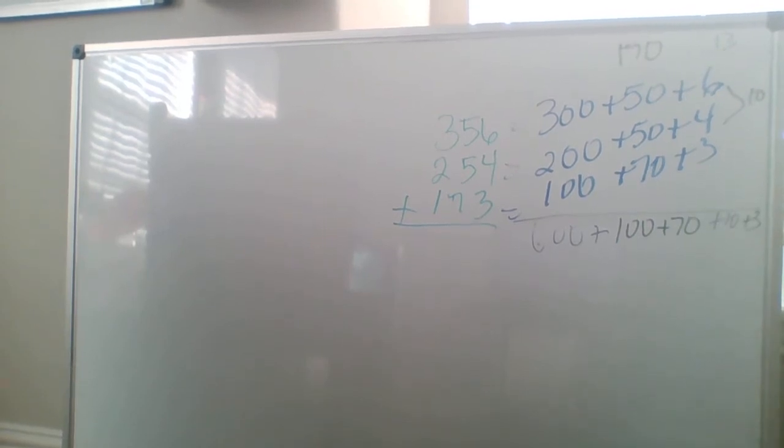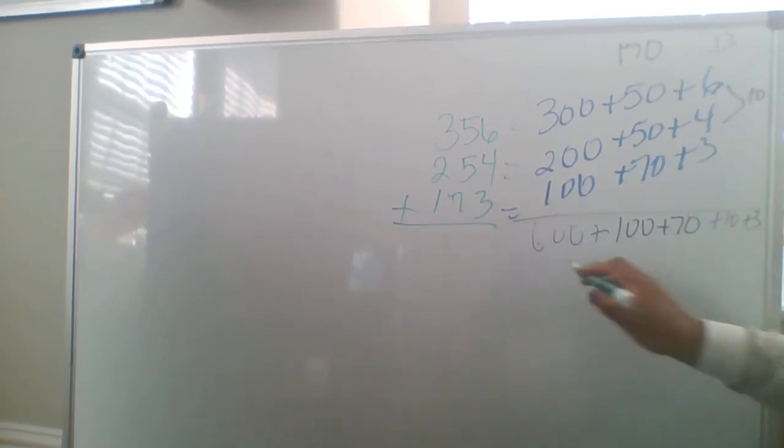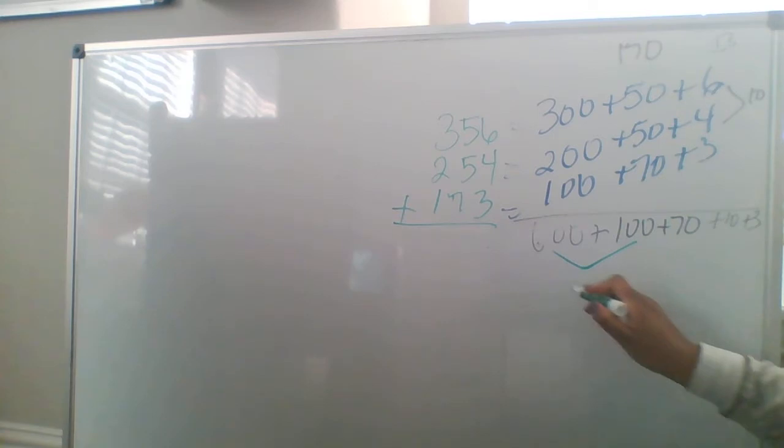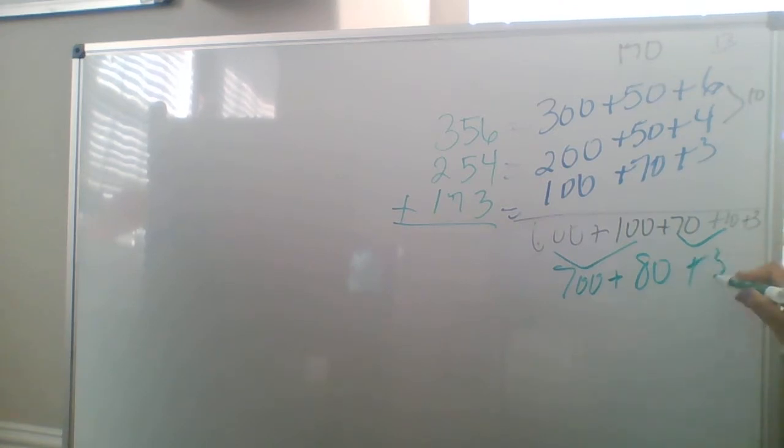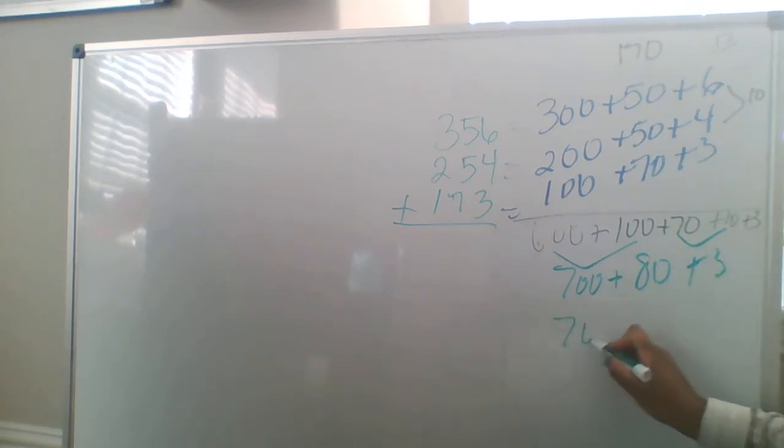So now let's add all our information together. 600 plus 100 is 700. 70 plus 10 is 80. And then we have 3. So what do we have left?